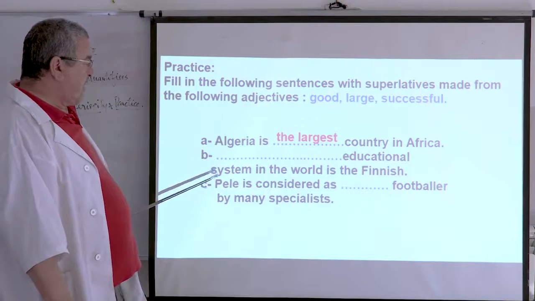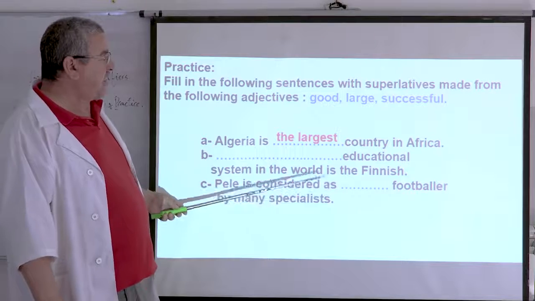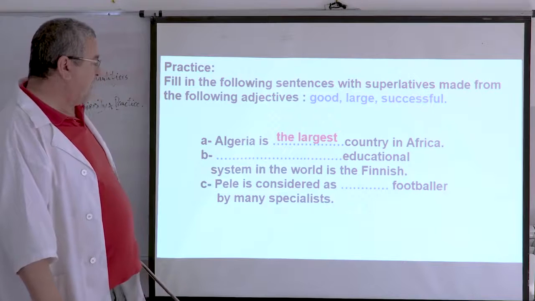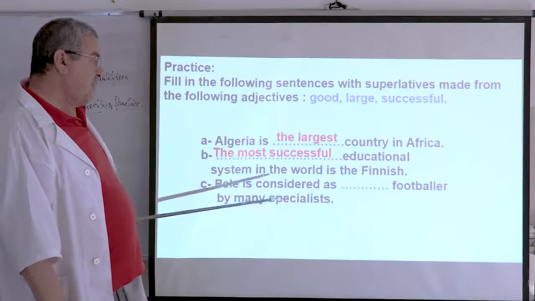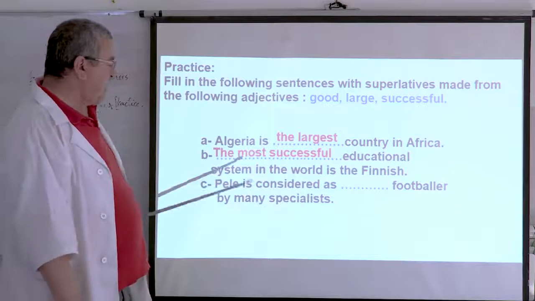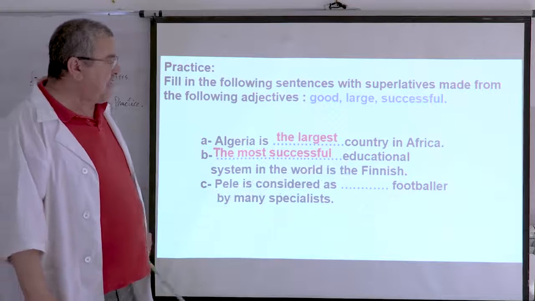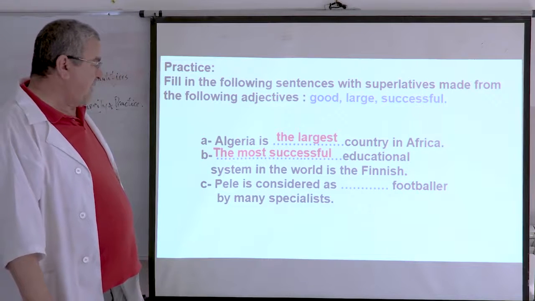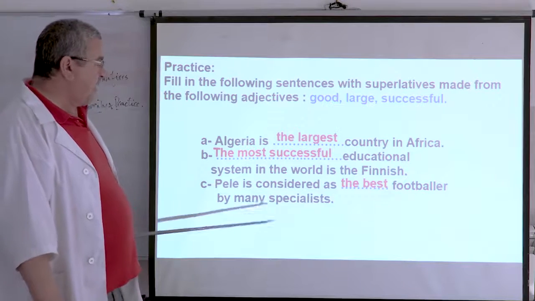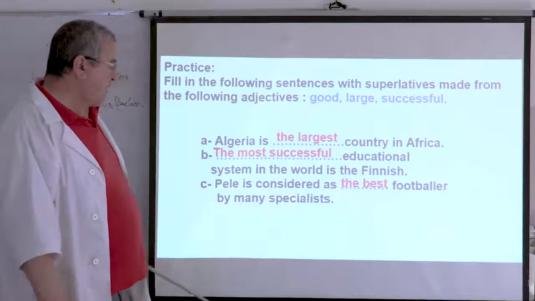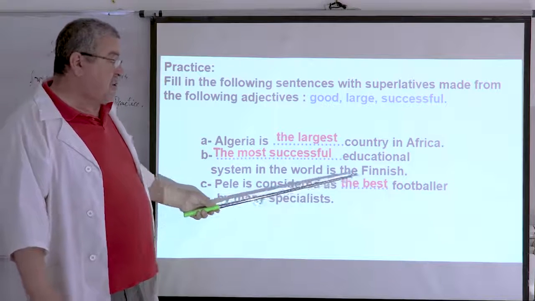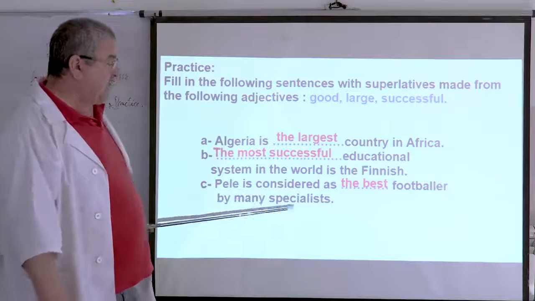Sentence B, educational system in the world is the Finnish. Is it good, successful, or large? What are we talking about here? Of course, we are talking about success. The most successful educational system in the world is the Finnish. As for the last sentence, who doesn't know Pelé to be the best footballer in the world? Of course, we all know that Pelé is considered as the best footballer by many specialists.